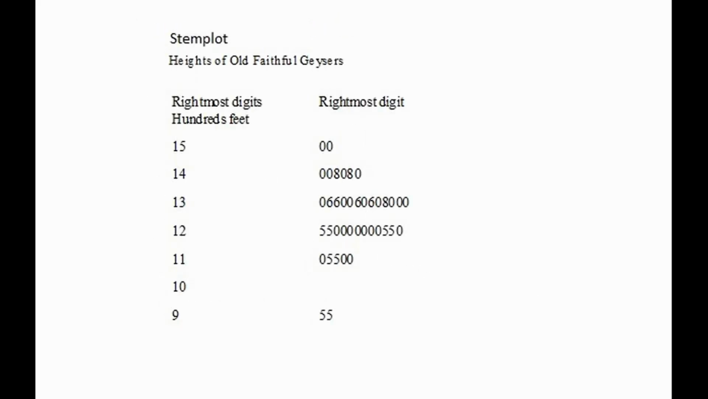A stem plot is a clever way of creating another visual representation of the data. This time we're using the actual rightmost digits of the data to create a kind of graphical representation. So the 2 left digits are the highest number because we're plotting in hundreds of feet. And then the right digits are the ones that we're concerned with.